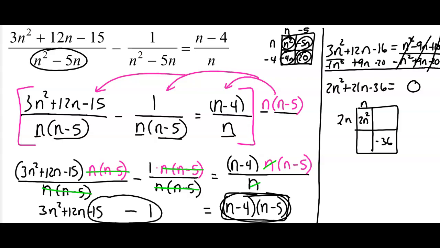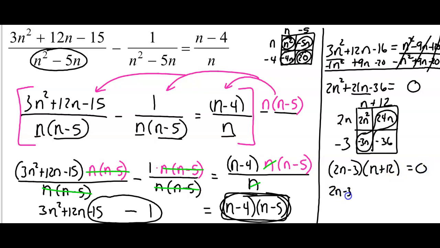It might take you guys a little while to figure out what pair would work for this, but I've kind of worked it out a little bit in advance, and it's this pair, positive 12 and negative 3. How do I know that's the pair? Because these have to add up to make the middle, which they do. So now I've got 2n minus 3 and n plus 12 equals 0. You set both of these equal to 0 and solve.